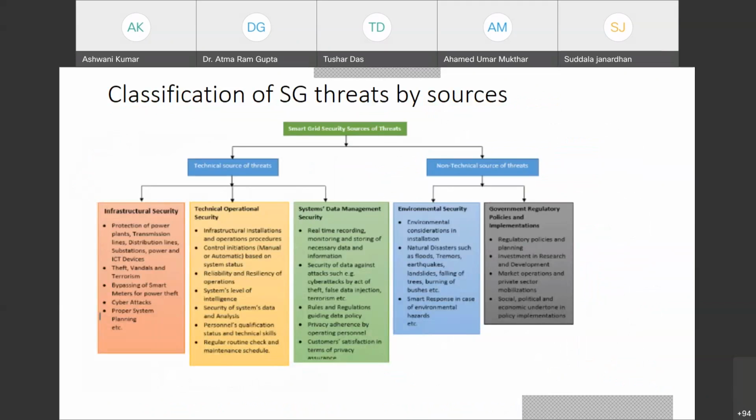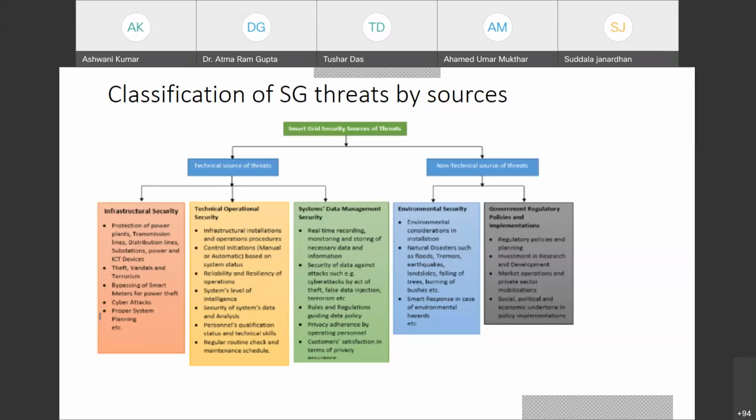Based on this idea, smart grid has many threats. If you understand those threats, you could absorb immediately that definitely for smart grid security, the sources of threats may be infrastructural, technical, operational, from system data management, from environmental security, and definitely government regulatory policies have to take care of all these important aspects for secure operation of a system. Because of all these threats, especially the technical threats which are appearing in a system, this has emerged as a requirement of the ancillary services in a system.